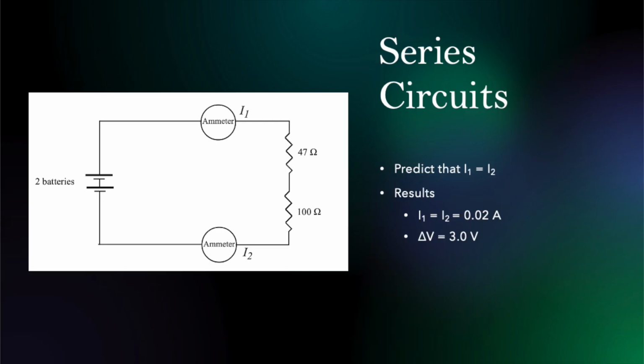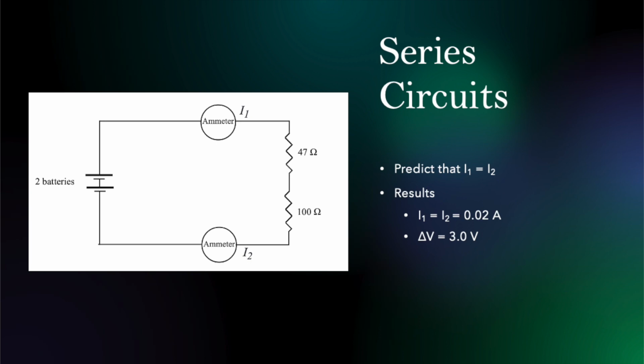Using the circuit simulator, the circuit shown on screen was created. The voltage of each of the batteries was set to 1.5 volts. We predict that the current at I1 and I2 are equal due to the conservation of charge. Starting the simulation confirms that the current is the same throughout the circuit. Changing the direction of the ammeter does not affect what it reads.